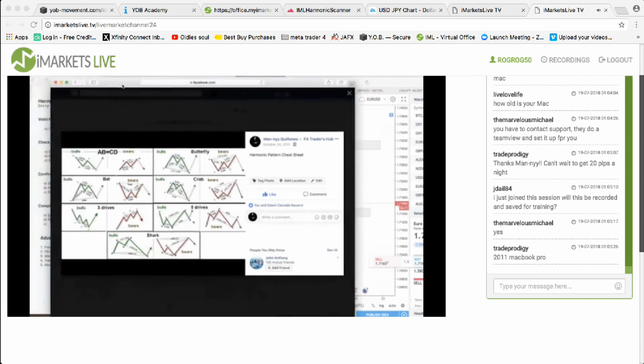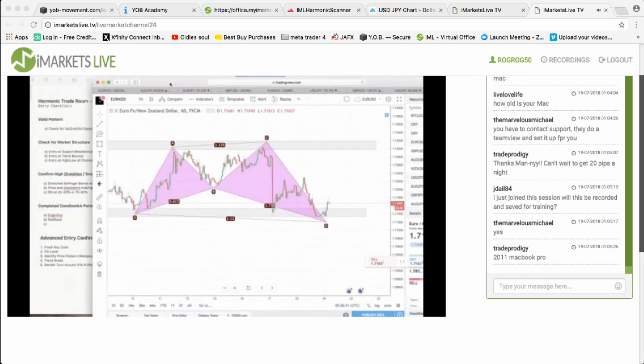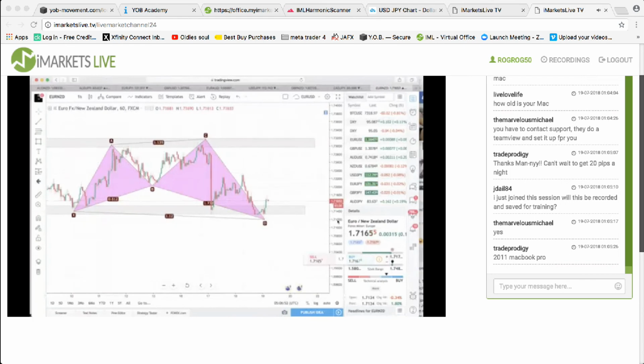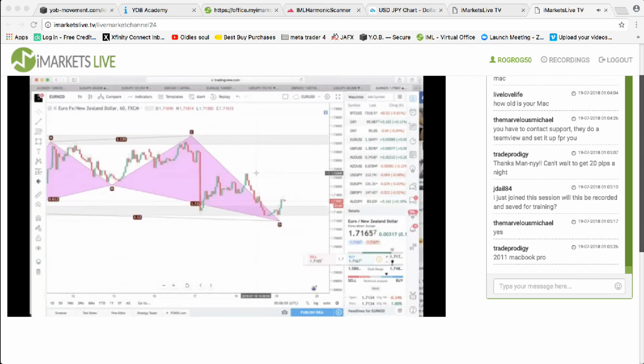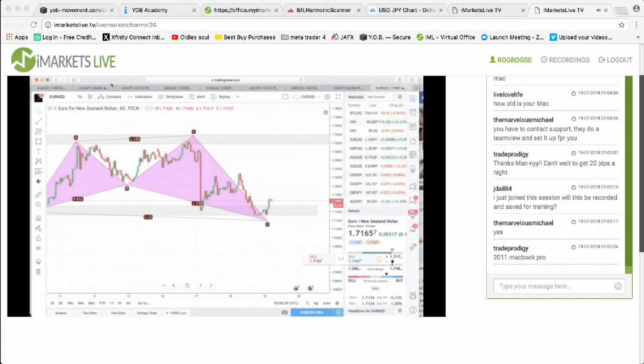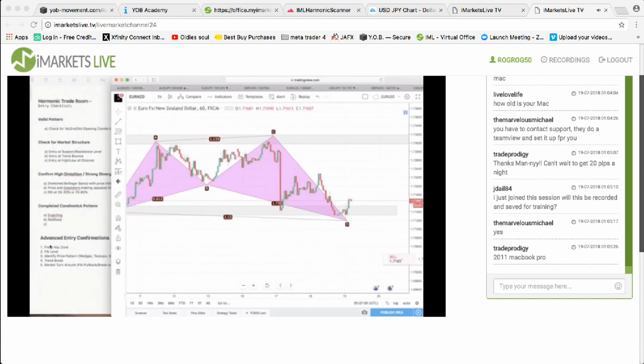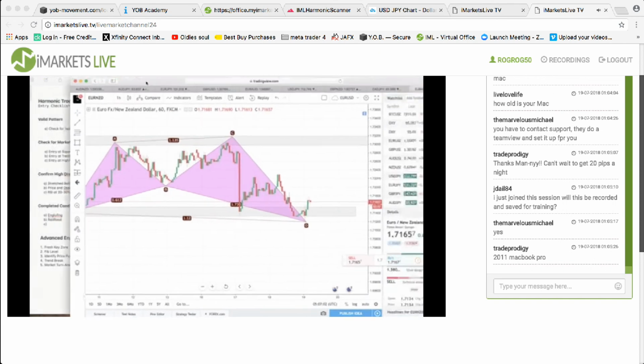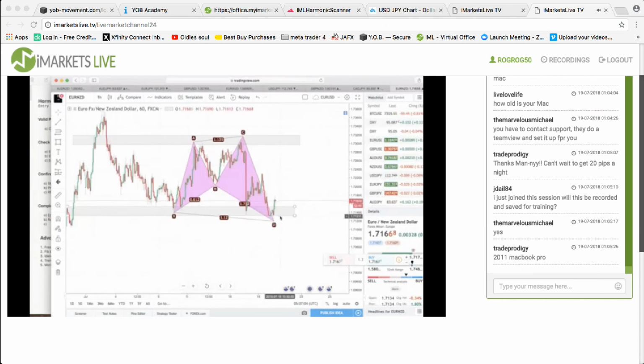Let me get rid of this. Now, here are some additional things that I would look for. Let me show you guys here. Fresh key zones, right? Key zones are very, very important. Being at a support and resistance is one thing. This is a support or resistance, right?